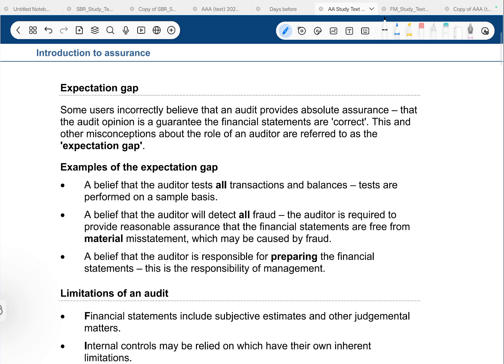Not really. And this gap between what people expect auditors to do and what auditors actually do is called the expectation gap. So, what is the expectation gap? The expectation gap is the difference between what users of financial statements think auditors do and what auditors are actually responsible for doing. In simple words, people just expect too much from auditors.